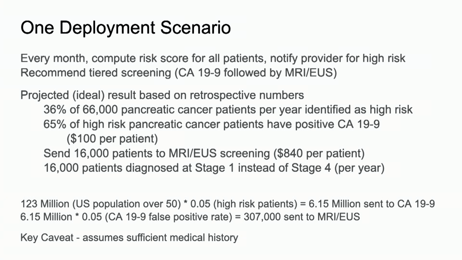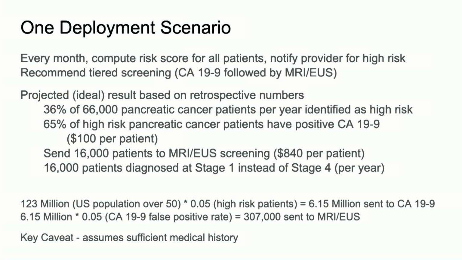Key question is how many people are we going to screen like this? Well, the first thing is the vast majority of pancreatic cancer happens in people over 50. So we're not even going to send the majority of the population that's under 50 off to look at high risk. So that's 123 million people. We're going to send 6 million off to do the CA19-9 and about 307,000 sent to the MRI.